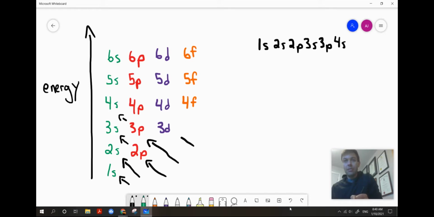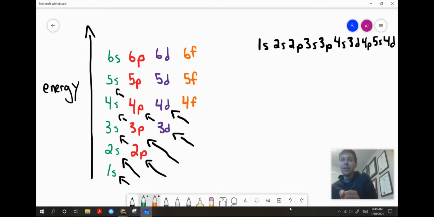And then after that, we start another diagonal line. 3d, 4p, 5s. I'm just going to do one more here so we can see the pattern. Next step after that, 4d. So moving from bottom to top, we write these diagonal lines, and that shows us the order that the electrons will fill the different orbitals.